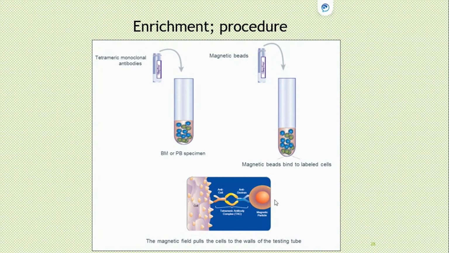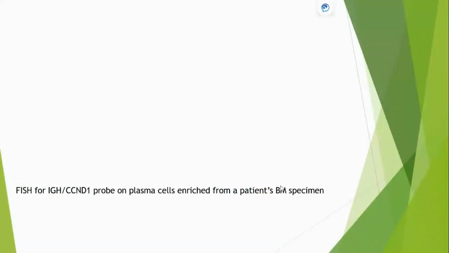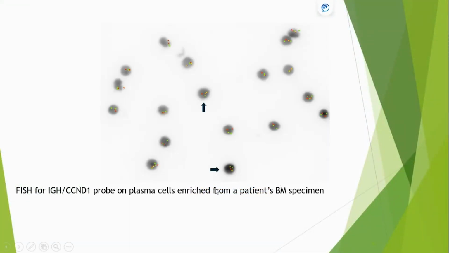Now, if you wash that wall, the pellet of cells that you get, these are all your neoplastic or targeted cells, whichever it is. In this case, all plasma cells. Now, if you perform FISH on those, I can see the abnormalities. For instance, this is a plasma cell enrichment case, and this is a 11;14 translocation probe. As you can see here, there are two fusion signals, one red, one green. That shows there is a translocation 11;14.